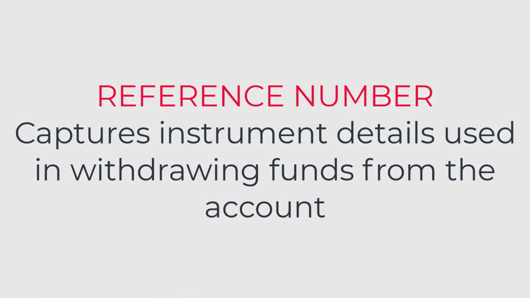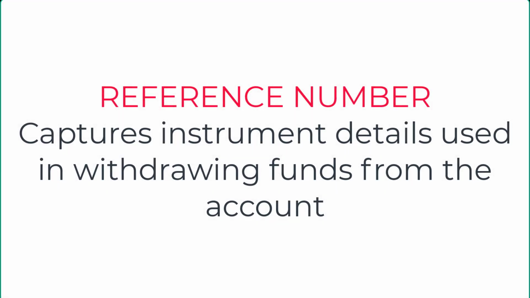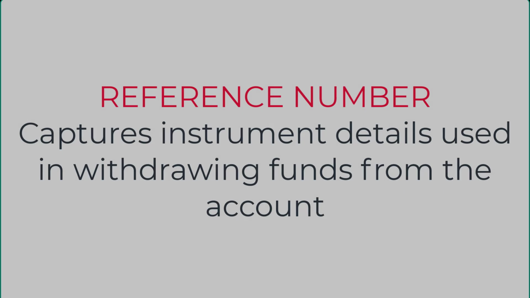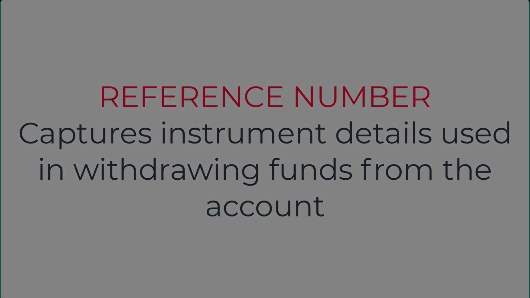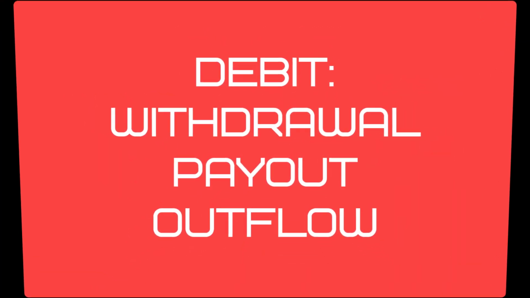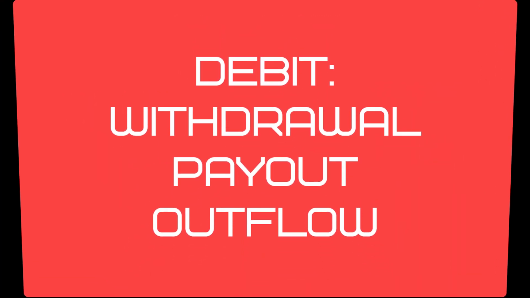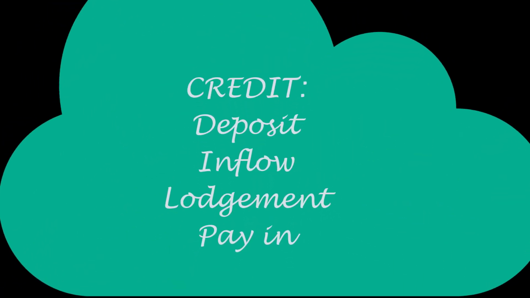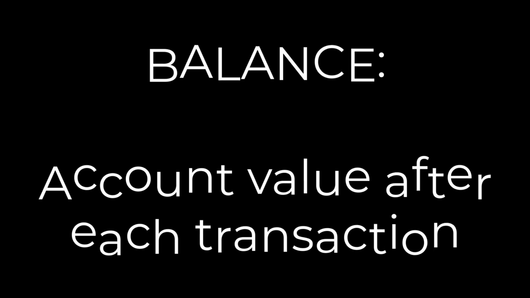Reference number refers to the instrument details that were used in making a withdrawal from the account. If this was a check, for instance, then the check number would be shown under this column. Debit. Debit refers to withdrawal from the account. Some banks also refer to it as payout or outflow. Credit. Credit refers to deposits into the account. Some banks also refer to it as inflow, lodgement, or pay-in. They all mean the same thing.